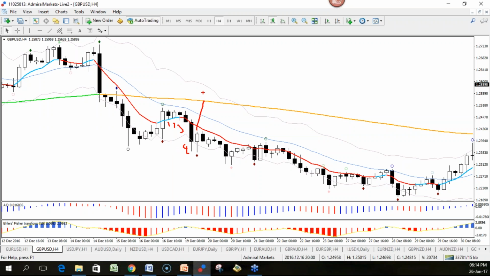4, 5, 6. I thought 7. Did I count correctly? I think I missed one. Yeah, this is 5. This is the 7th candle. So anyhow, it's very simply counting the candles. This is the 7th. So that's the entry.